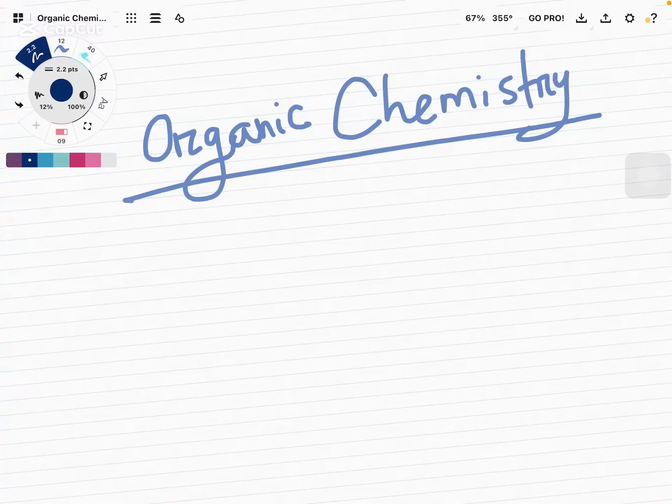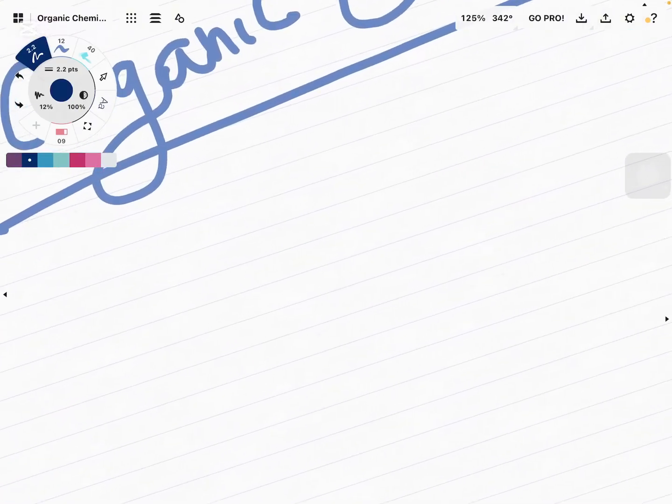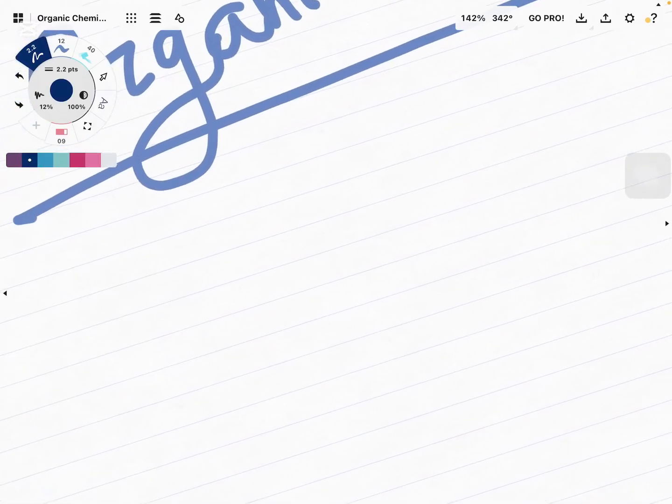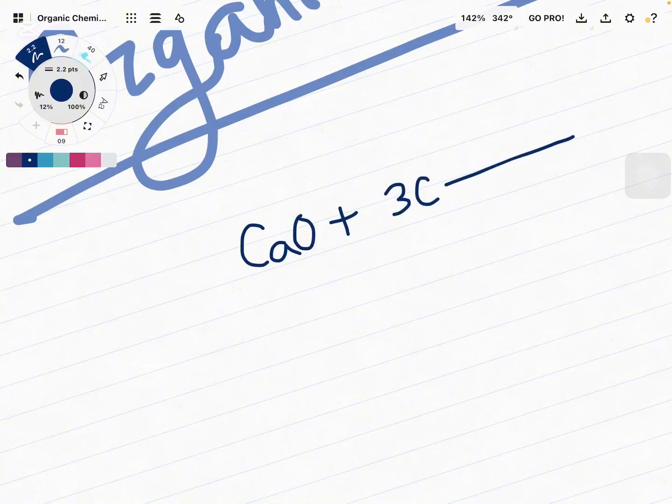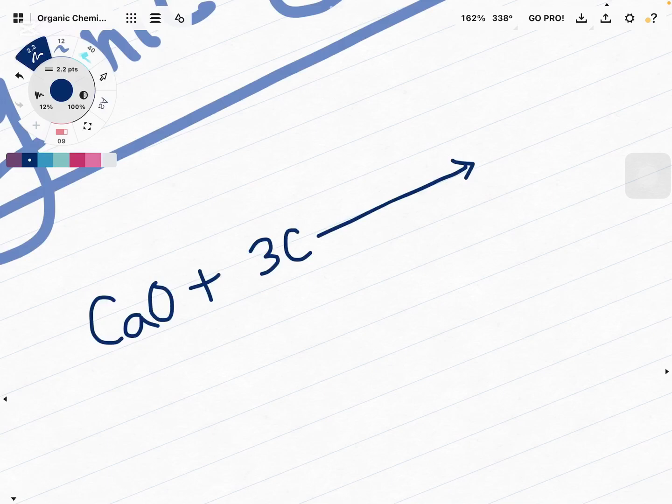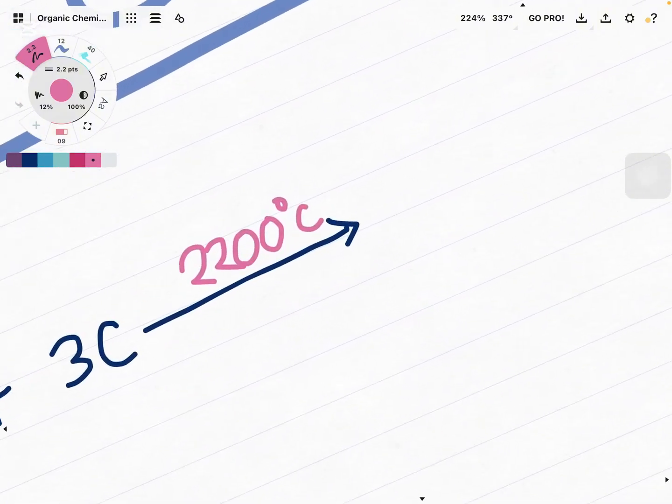So this is going to be an organic chemistry mind map. So we're going to start with calcium oxide plus 3 carbon, heated with 2200 degrees Celsius temperature, which will give us calcium carbide.